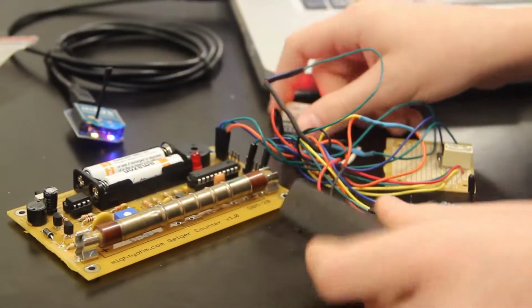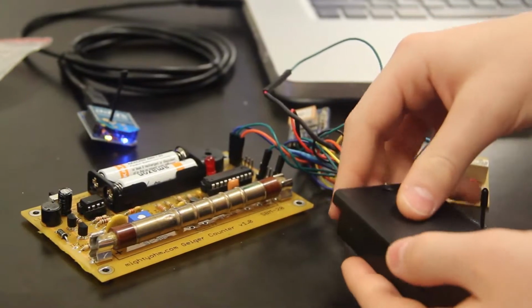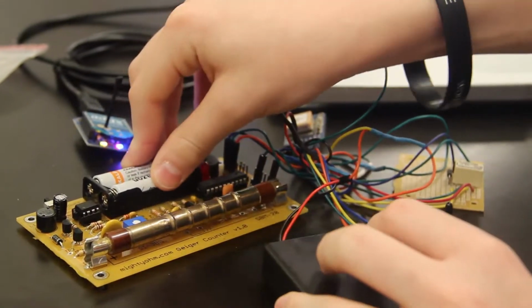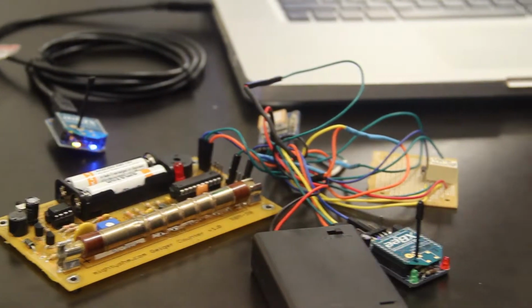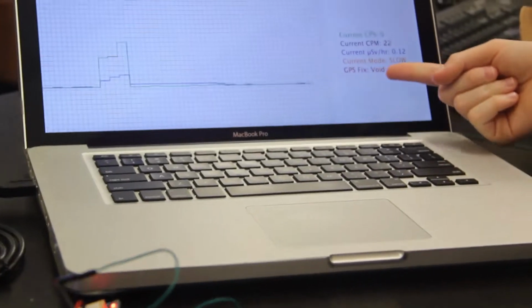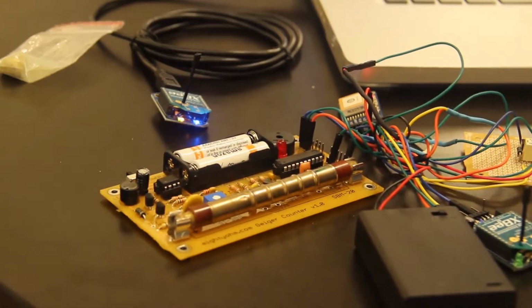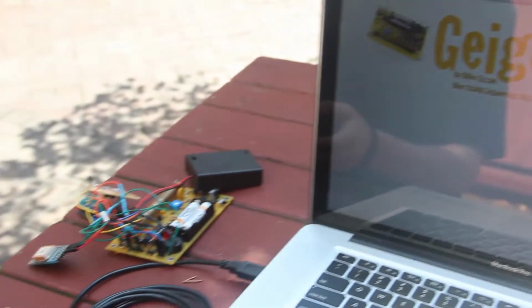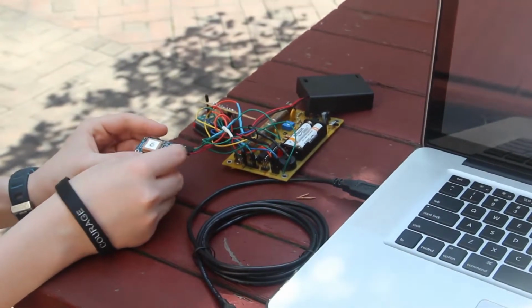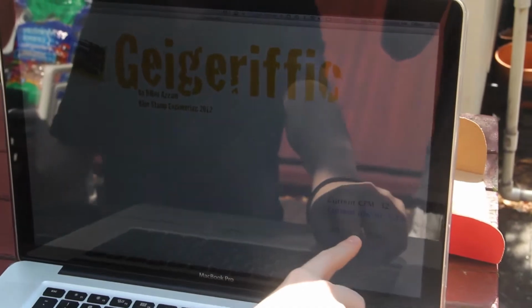This and the GPS are powered with 3 AA batteries because I needed a higher voltage than was supplied by these. And if you look at the graph, it will show that the GPS fix is void as of now because we are inside. So let's take a look outside. Now that we're outside, the GPS can actually communicate with the GPS satellites, and you can see that it has been able to get a GPS fix.